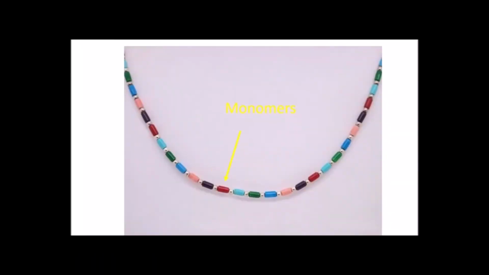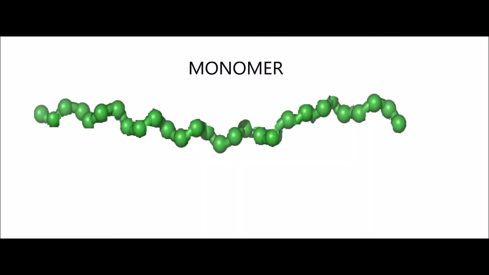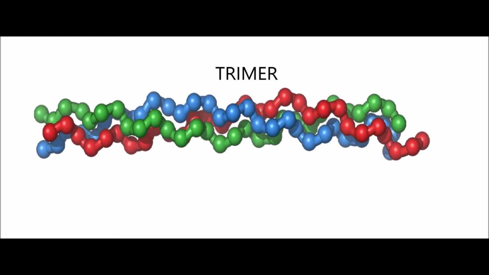In one case, the word monomer can refer to individual amino acids within a polypeptide. In another context, the word monomer refers to the entire polypeptide itself when the polypeptide is part of a larger molecular complex, like a protein such as the collagen trimer shown here.